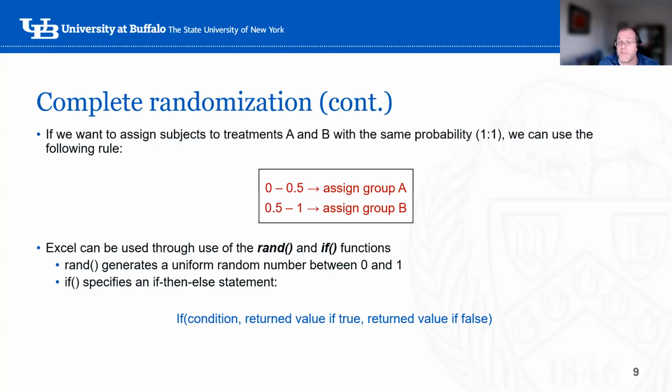If you're going to use Excel, you just need to utilize these 2 functions, the RAND function and the IF function in Excel. The RAND function generates a uniform random number, just like I talked about in the previous slide. The IF function specifies an if-then-else statement. If you're not familiar with that, essentially, you're going to have a condition, which is the first argument. If the condition is true, then it's going to return the second argument. If it's false, it's going to return the third argument.